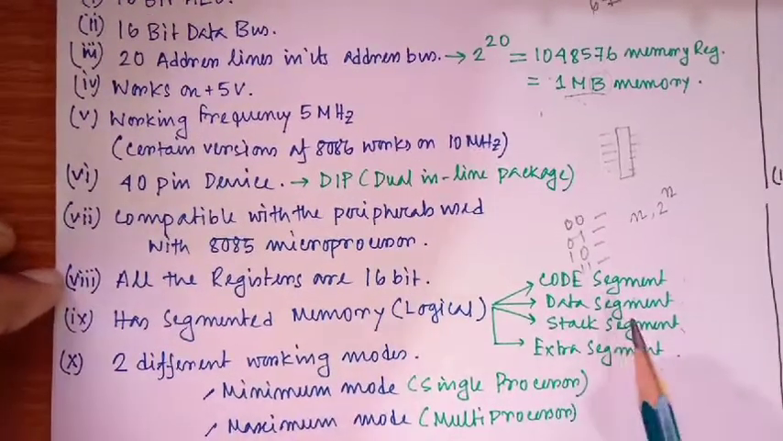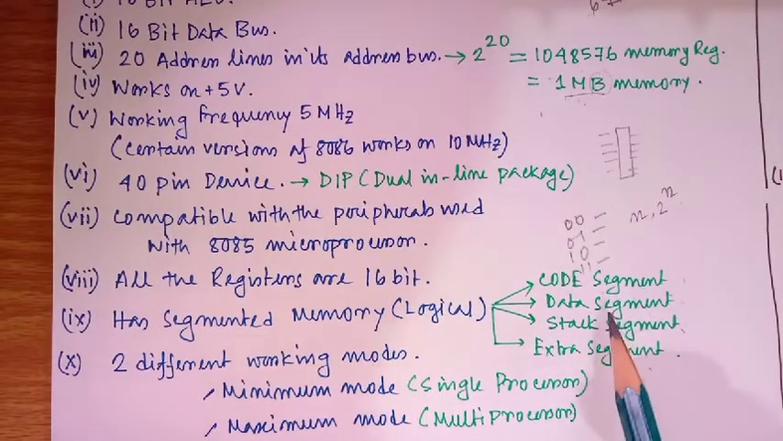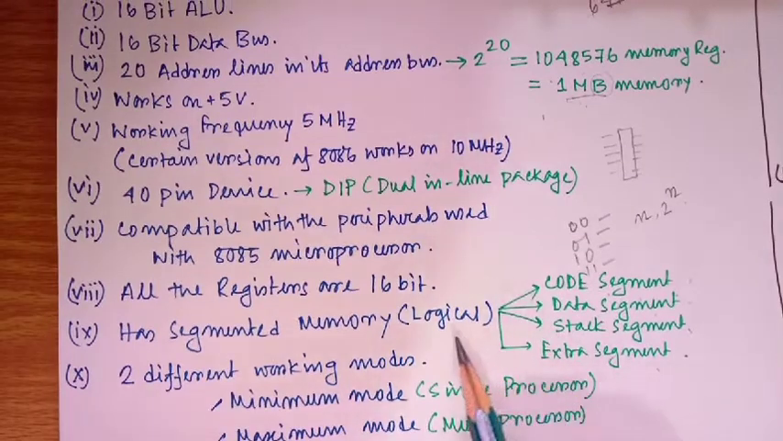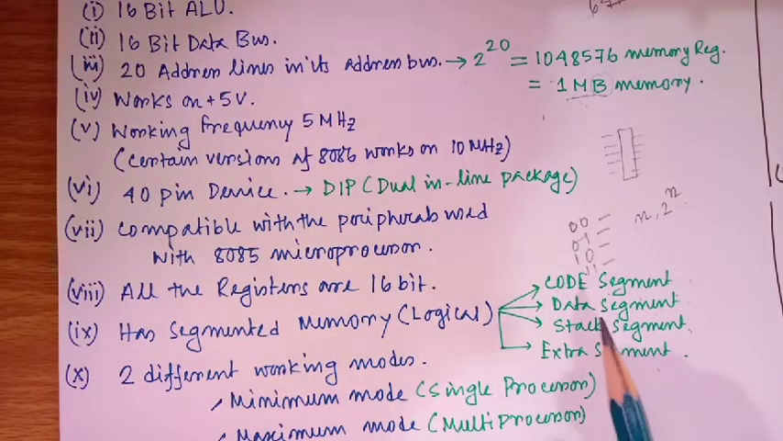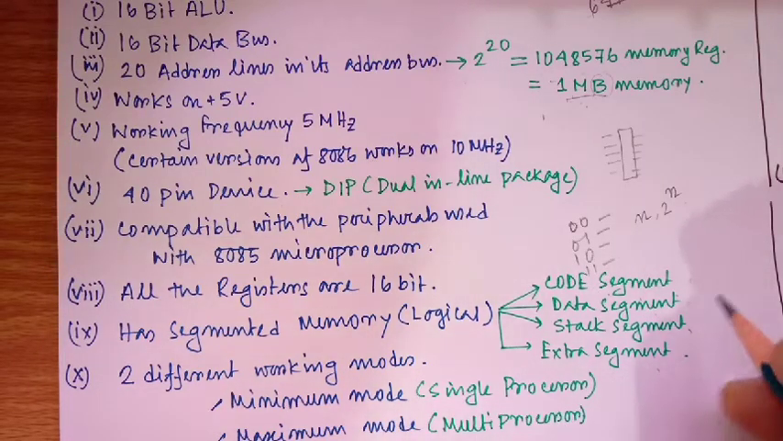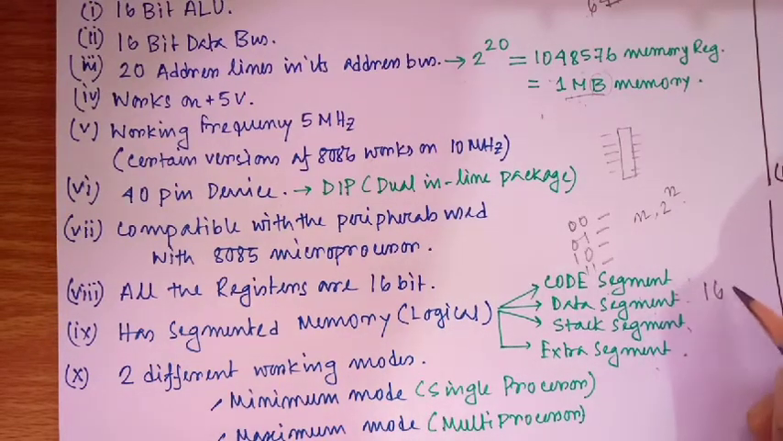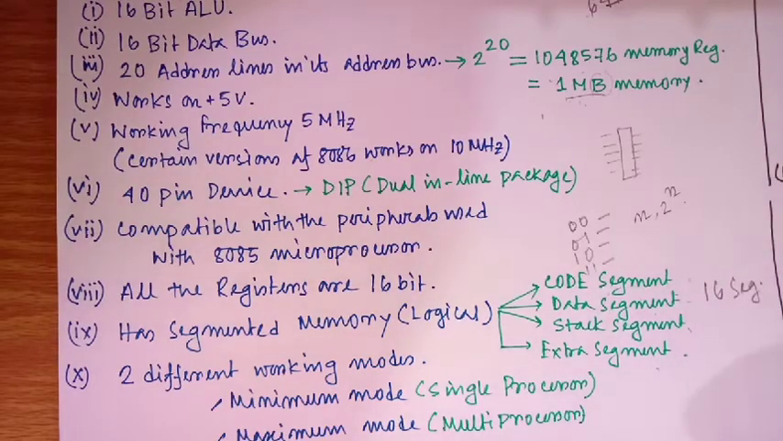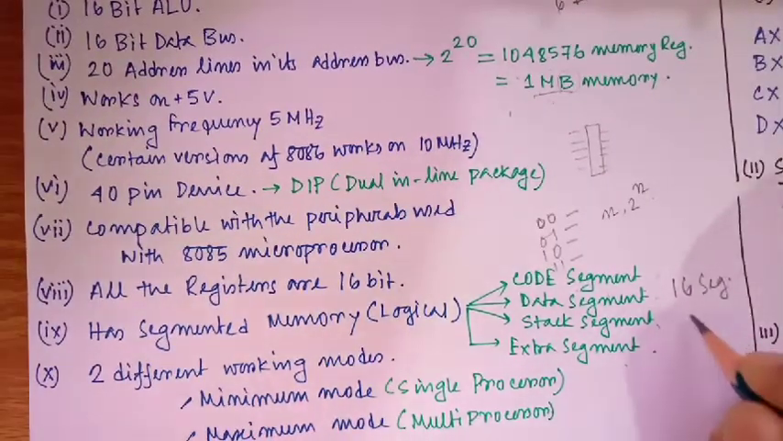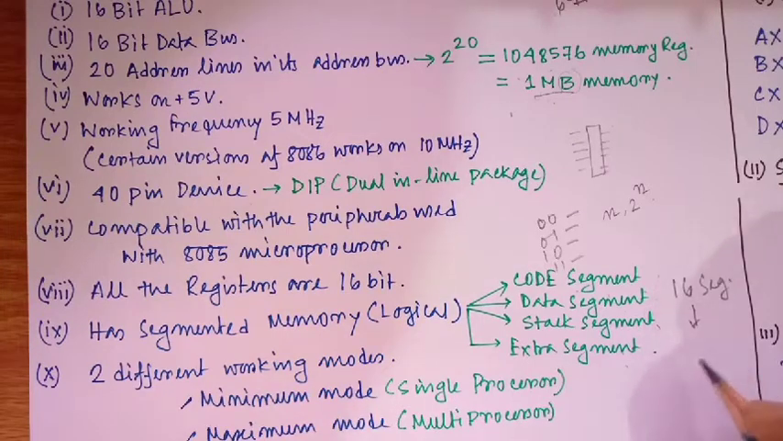Now, in the latter part of the video, maybe in the next video, I will try to explain the segment memory concept. Remember, this is something new because the segment memory concept was not available in 8085, but in 8086 we need to remember that the total 1 MB of memory has different segments. Now, how many segments are there? Remember, it has 16 segments. Total 16 segments are there. Each of these segments has a size of 64 KB.